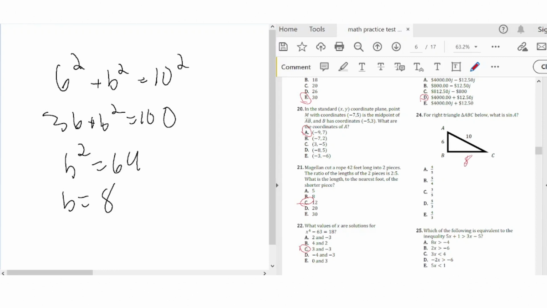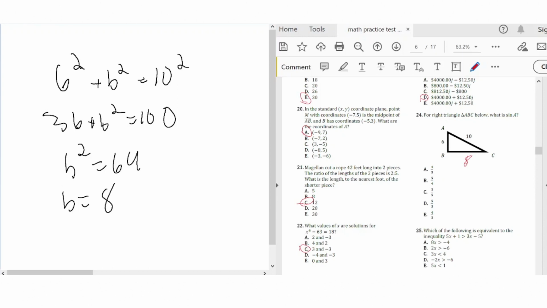I also could have figured that out by knowing that this is a Pythagorean triple. It's a multiple of the 3, 4, 5 primitive Pythagorean triple. You can get this by multiplying 3, 4, and 5 by 2. But if you don't have the Pythagorean triples memorized, that's perfectly okay. You can just use the Pythagorean theorem to figure them out.